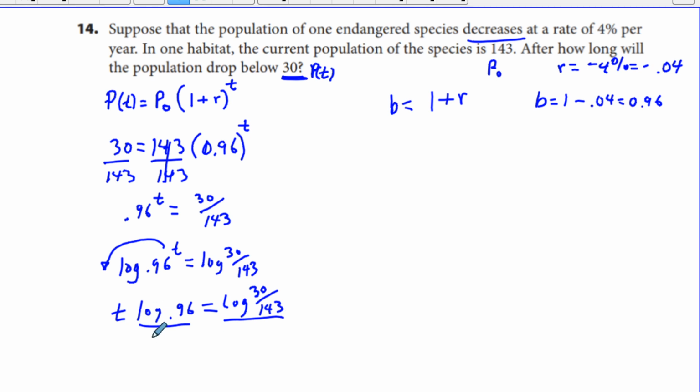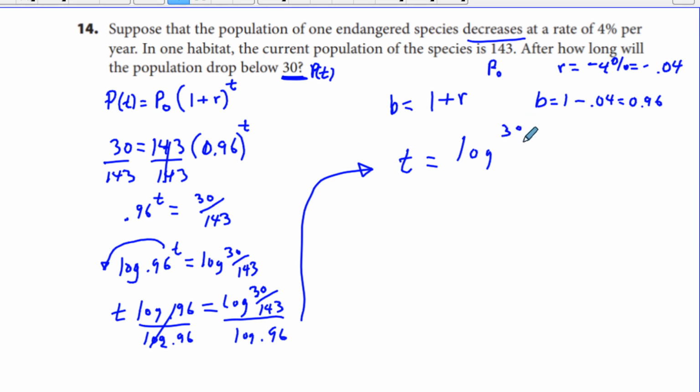And now we can move this t out front of the log of 30 over 143. Okay, so now we can solve for t by dividing both sides by log of 0.96. So that cancels out. So we get t is equal to log of 30 over 143 divided by log of 0.96.